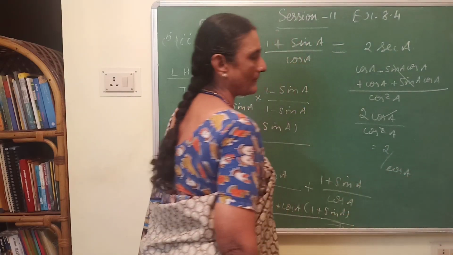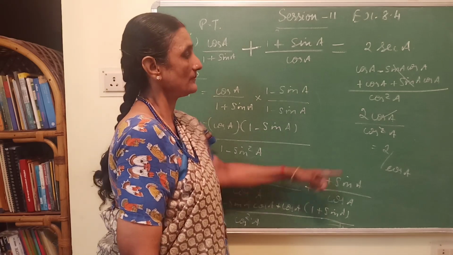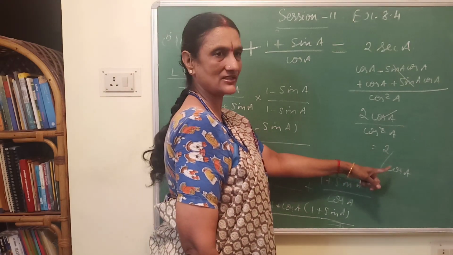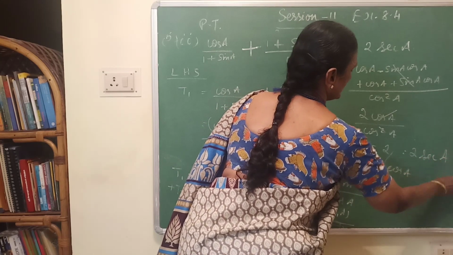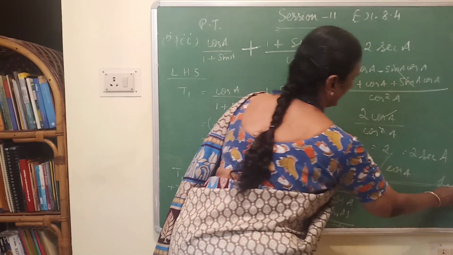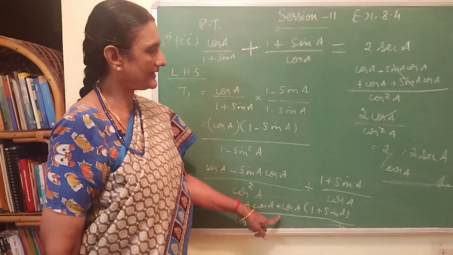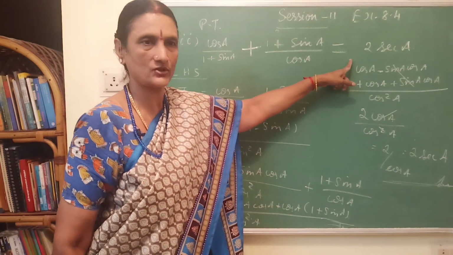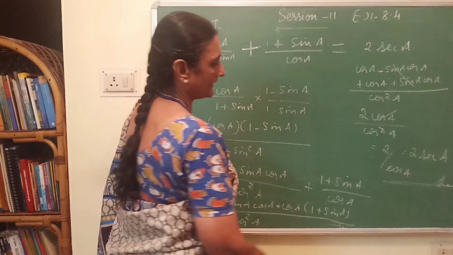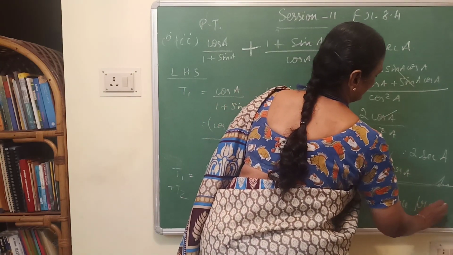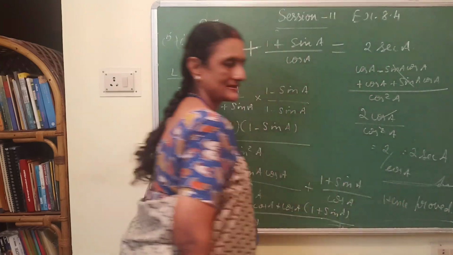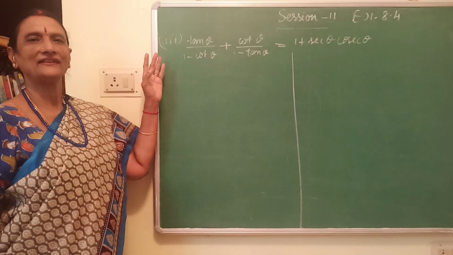So what is 2 by cos A? 2 by cos A is 2 secant A. So I get 2 secant A for the answer, and hence the LHS is automatically going towards the RHS. We can write hence proved. That's it. Children, we will move on to the third subdivision.